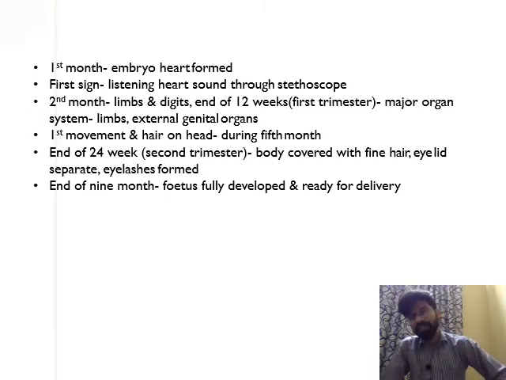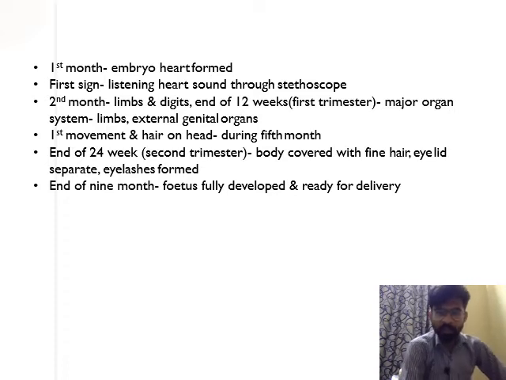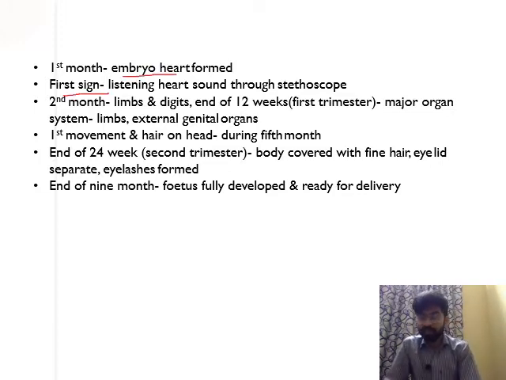Then these are some processes that occur during embryonic and fetal development. During the first month, the embryo's heart will form, and it is the first sign, meaning the heart will beat. So the heart beating can be heard by a stethoscope. This is the first month sign. Then in the second month, limbs and digits. Limbs and digits means the fingers and limbs start to form.